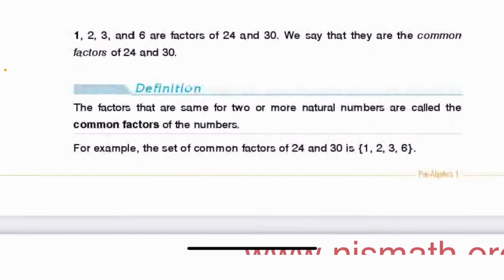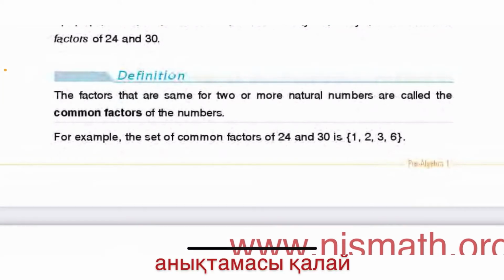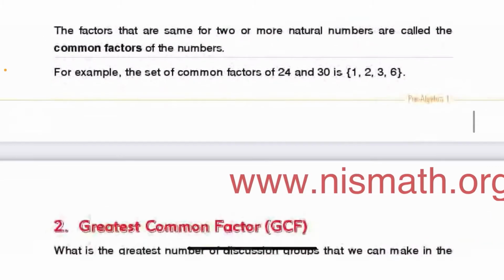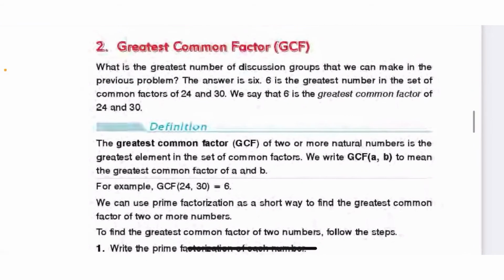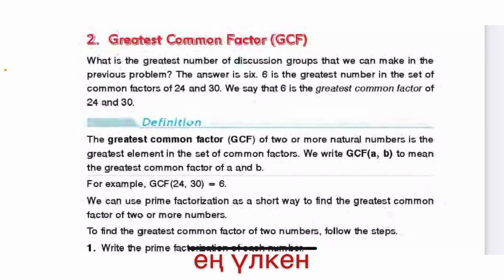Let's go to the definition of this term. What is a common factor? The factors that are the same for two or more natural numbers are called the common factors of the numbers. For example, we already said that the common factors of 24 and 30 are 1, 2, 3, 6. So why do we say greatest? Why is it not smallest? We say that 6 is the greatest common factor, because 6 is the largest number among 1, 2, 3, and 6.